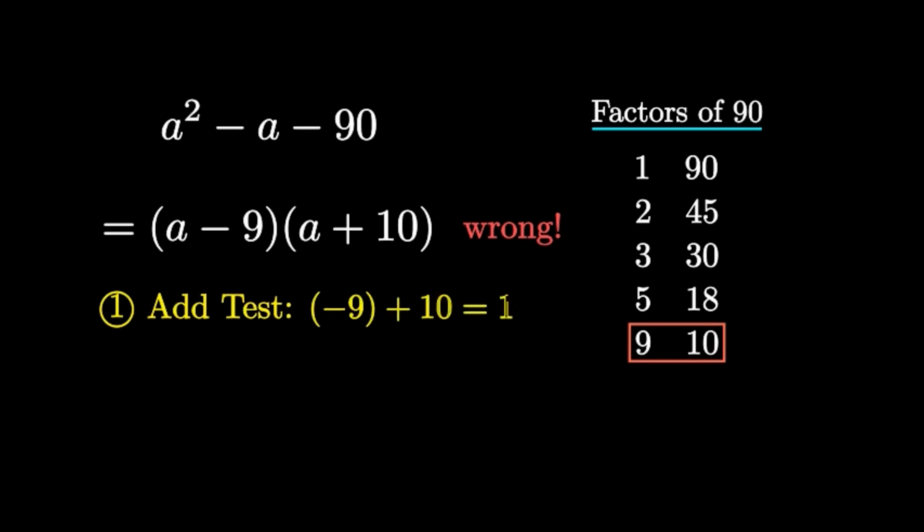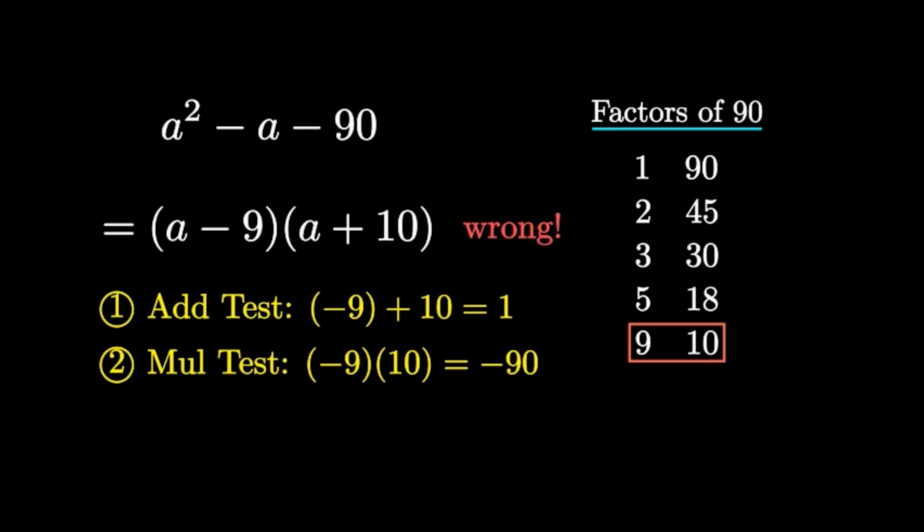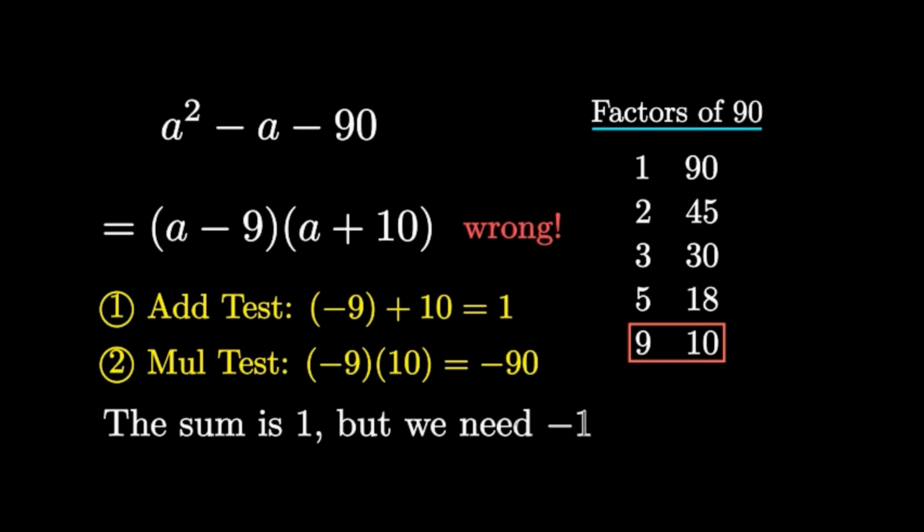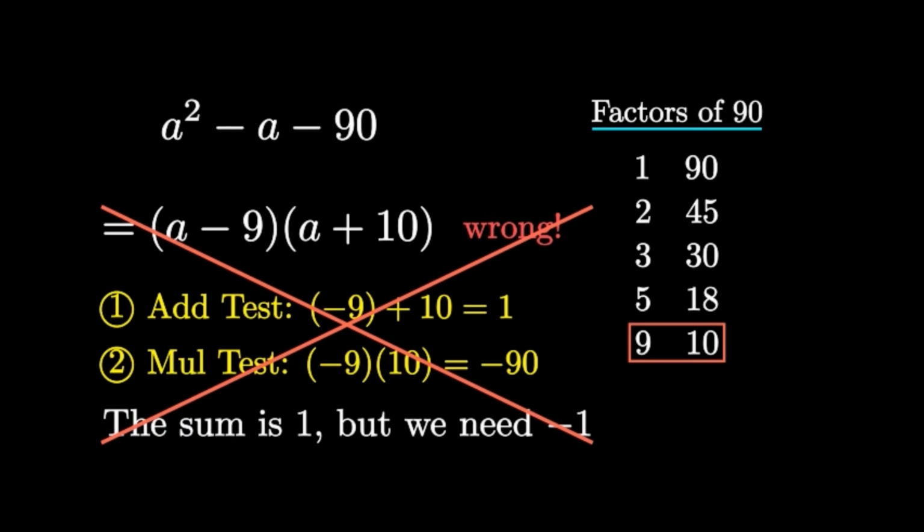It fails the first test, which is the addition test. -9 plus 10 gives me a +1. I need a -1 in the middle, you see, because there's no coefficient on a. So this doesn't work. Now, it passes the multiplication test because -9 times 10 is -90, but it has to pass both of those tests. So this is going to be wrong, but it's okay. Just erase it and change your signs.